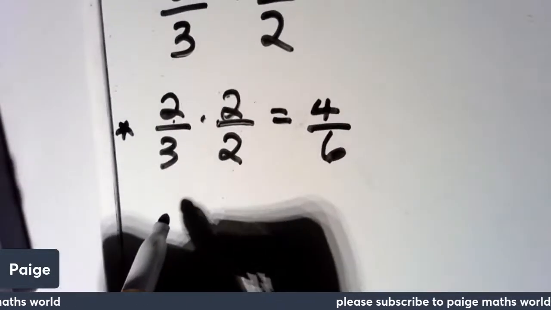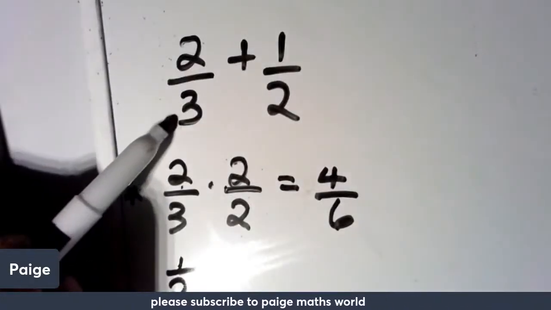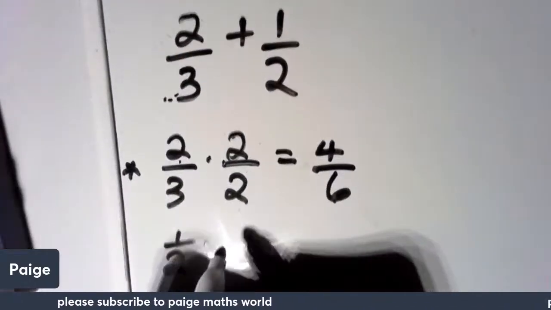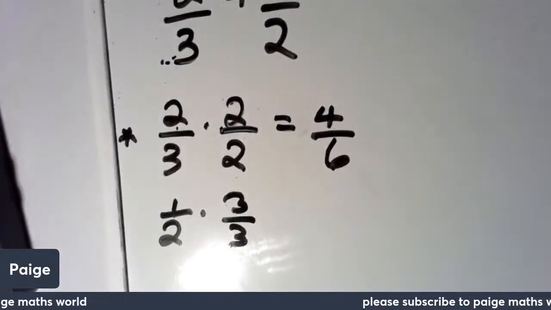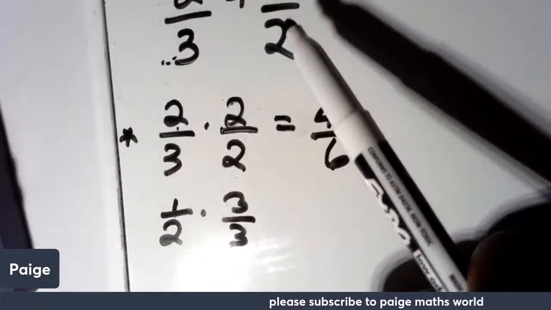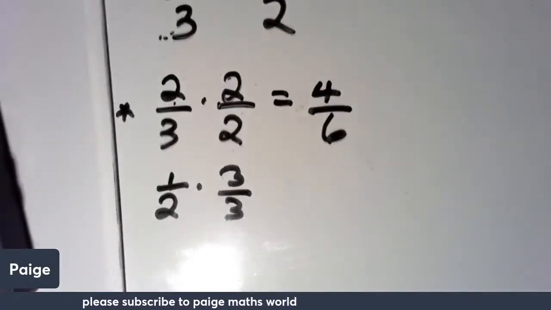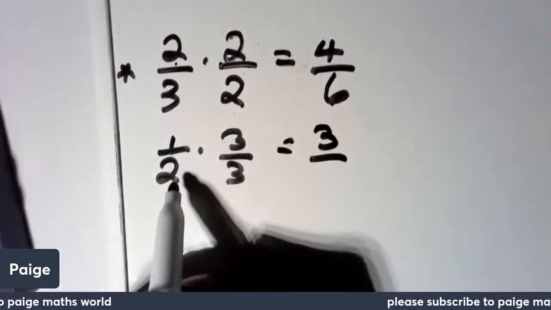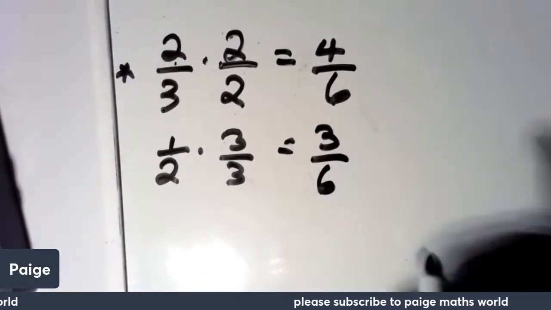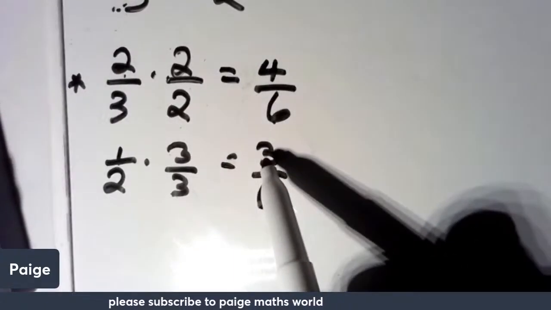So it's going to be 1/2, and you're going to take the denominator for this one, which is 3. So you're going to multiply this fraction by 3 over 3. So it's the same thing. You're taking this one, you're multiplying it by the denominator of the other fraction. So it's going to be 1 times 3 is 3, and 2 times 3 is 6. So now we realize we have 4 over 6, plus 3 over 6.